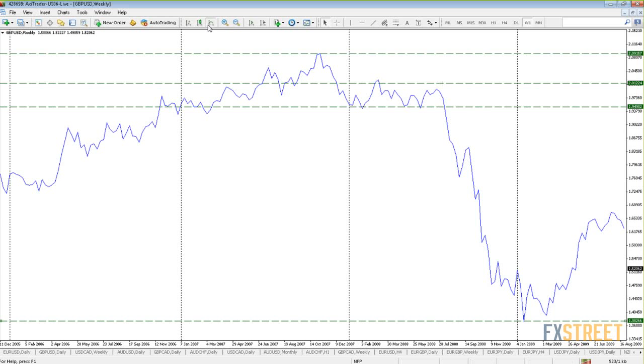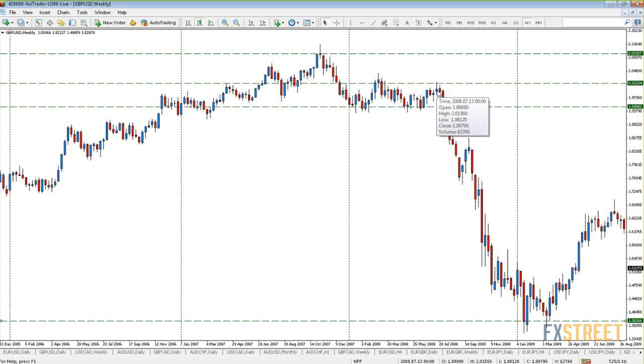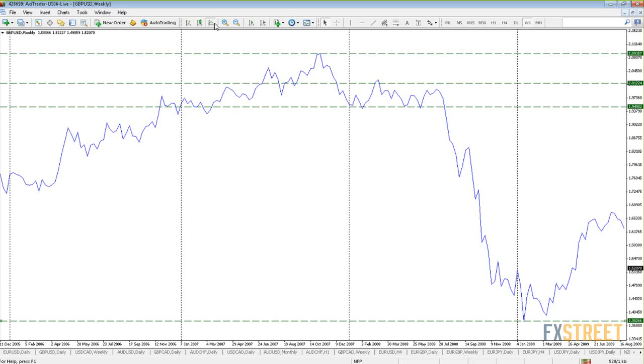Let's just double check that. Yep, there's a wick right there that tagged our zone. So that's how I will do this.